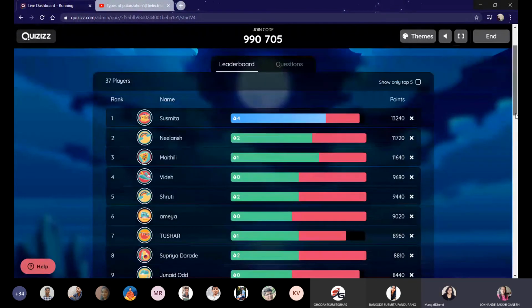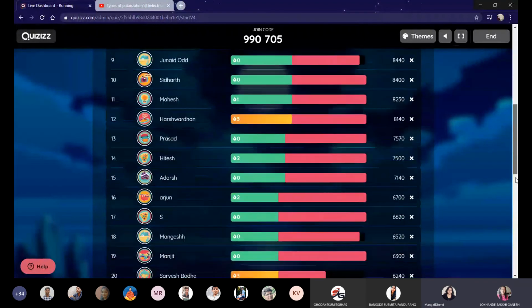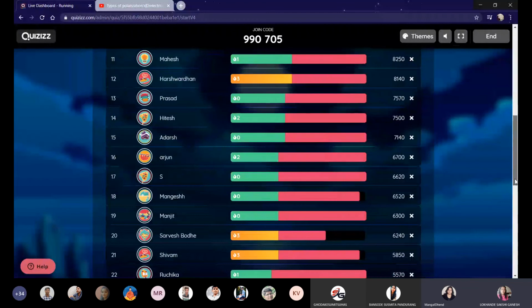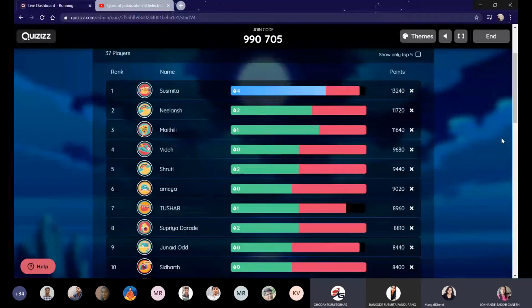Come on. Jump. Sushmita is first. Just cross her. Mahesh, 11th. Ruchika, 22. Shivam, 21. Sushmita, somebody cross over Sushmita. Nilash, Maithili.